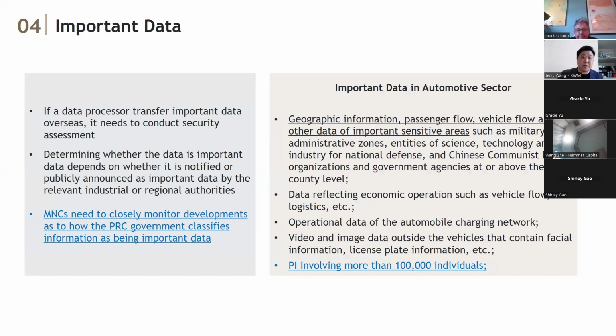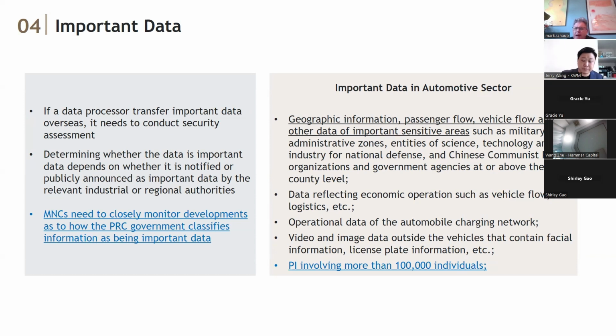Okay. Another concept we wish to emphasize is important data. As we mentioned, every industry will have its own specific list of what kind of data constitutes important data in that industry or area. Till now, no specific list has been released yet. But in the near future, what we heard from the authorities is that they are rushing to provide such a list. So this will happen in the near future, and it's recommended to keep attention on such an important data list.